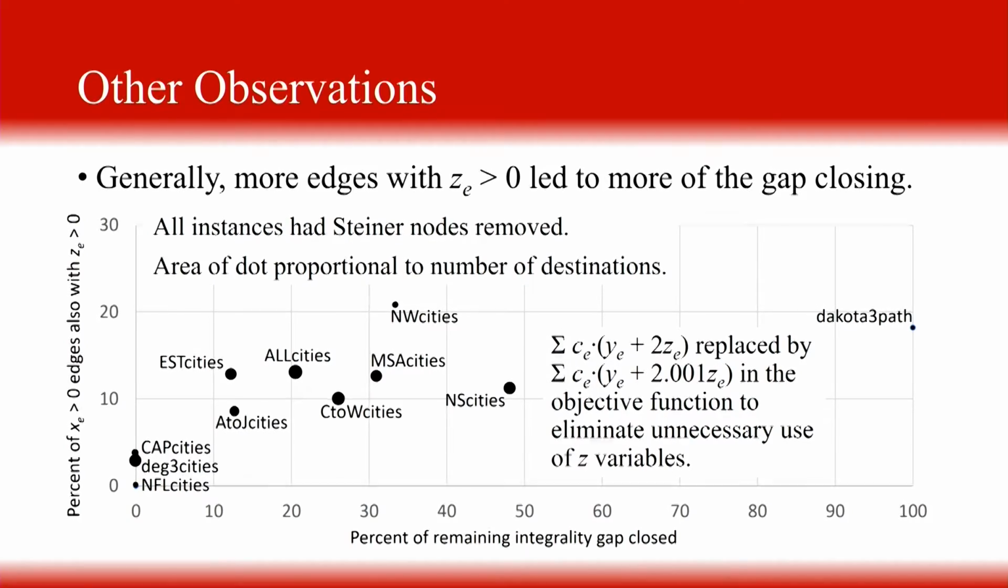If the solution to the problem had a lot of z variables, so anytime the x variable is positive, what percent of those variables was the z variable also positive? If that number tended to be small, then there was no improvement gained by our formulation. However, if the instance by its nature had, for whatever reason, lots of z edges, then we did find quite a bit of improvement, and that magic number seems to be around 10%.